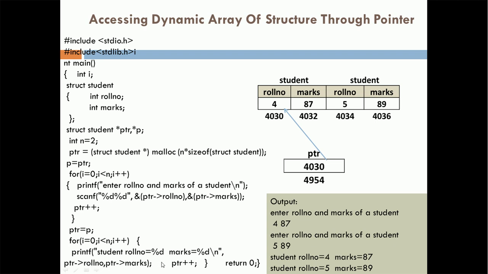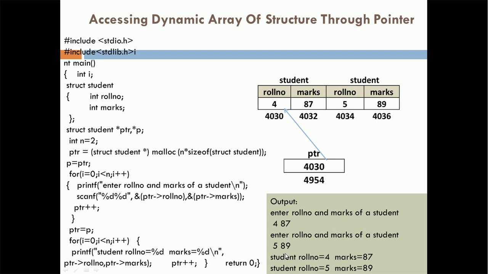After that we have written ptr++. So obviously this will raise the value of the pointer variable again by 4 bytes. So now the value of ptr will be 4034. Through this you can access the second array element. When you go back into the loop and print the values through ptr->roll number and ptr->marks, we will get the roll number and marks of the second array element. That means we will get 5 and 89 here. So in this way we can traverse through the array.